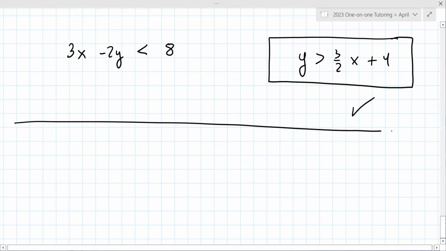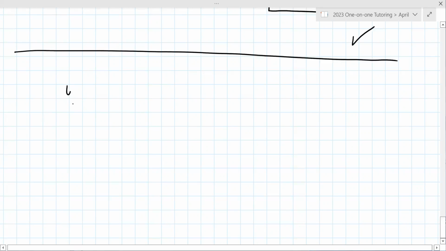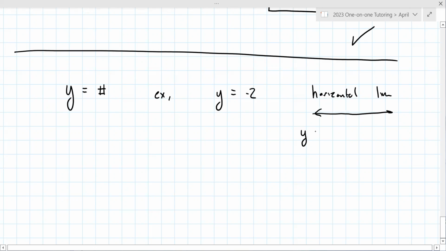Before we do that, actually, let me give a brief review here. If it's y equals a number, for example, y equals -2, this is a horizontal line. I read it this way: y is always -2. That's what a horizontal line means. It means the y value is always the same, -2 in this case. If it's x equals a number, an example would be like x equals 1.